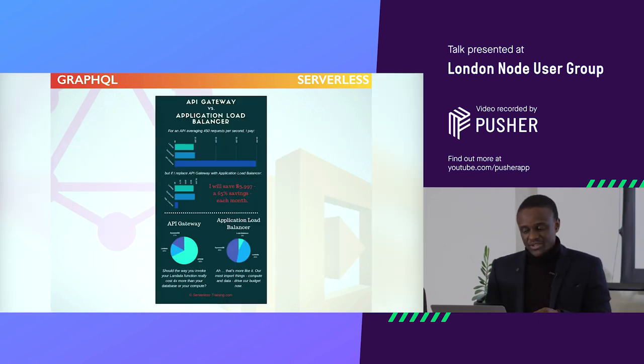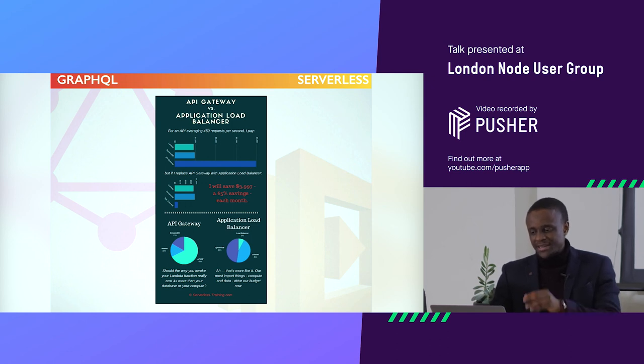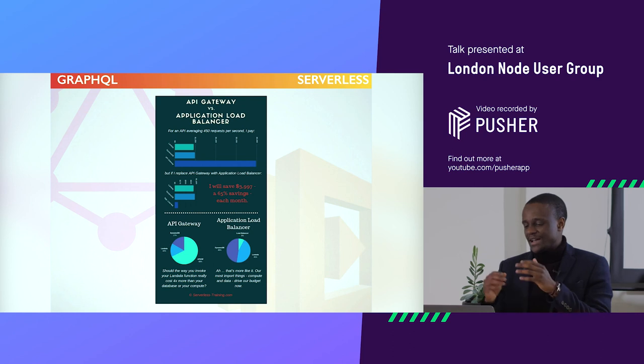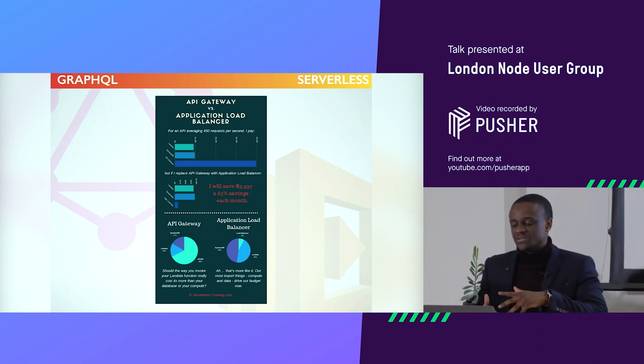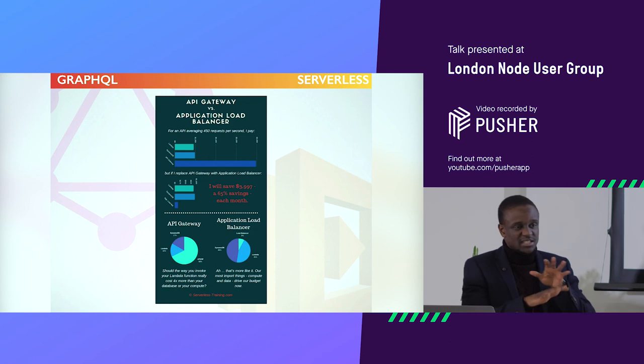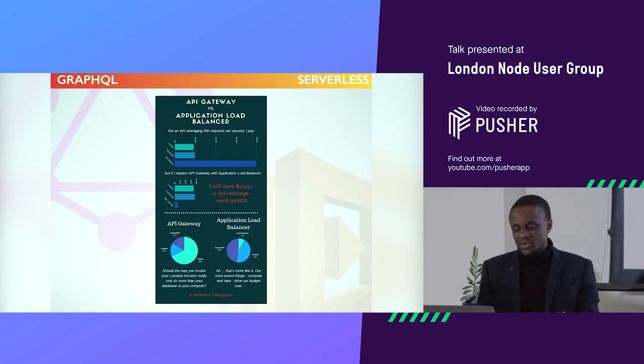There's an article where this person compares API gateway and an application load balancer. If you've used servers, you can use, for example, an Nginx server as a proxy which routes to different servers. So you can distribute your load between different servers when you have high traffic. The application load balancer does the same thing, but it's an AWS offering.